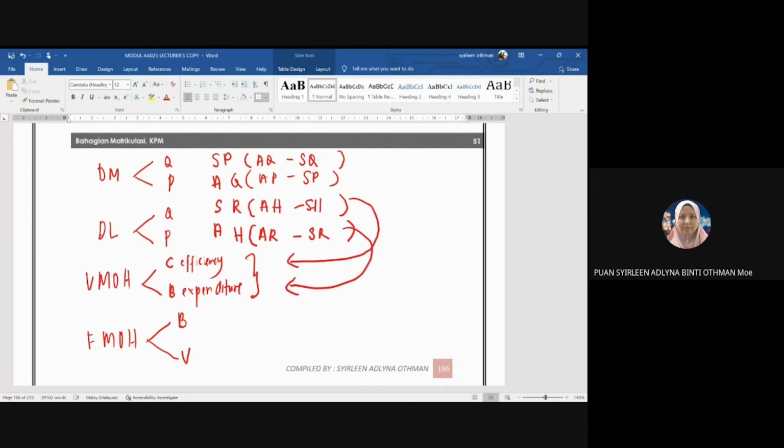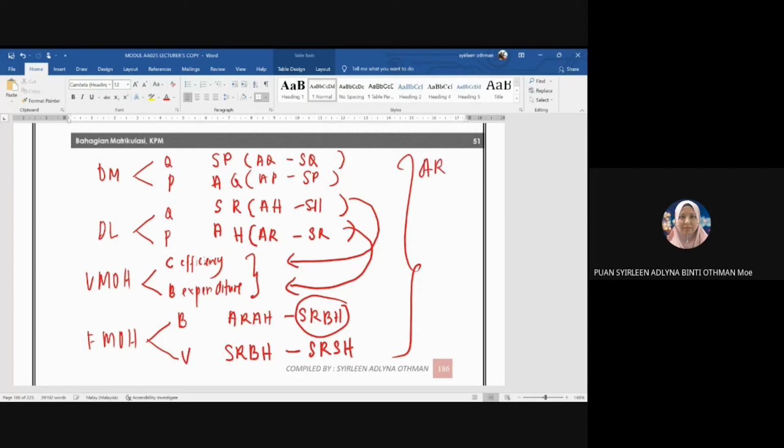Only for BV, you have ARA minus SERBA, then repeat, SERBA goes down, SERBA minus SERSA. Okay, so this is for your fixed manufacturing overhead. If you ask me, I prefer to use the formula. I just have to remember that for AR, SR, SP, AP, these are all in RM. So when it is in RM, we substitute the values into the equation using per unit.